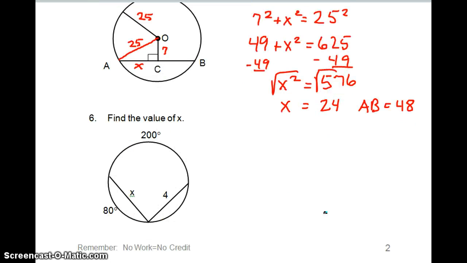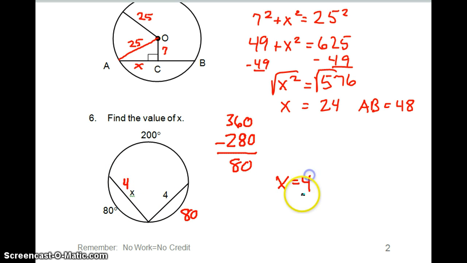Number 6. Find the value of x. Okay, well, we've got 200 here. We've got 80 on this side. So let's find out what this arc is over here. So we know we've got 280. And we'll subtract that from 360. That gives us 80. So this arc over here is 80. Since these arcs are the same, these pieces are going to be the same, so this is just going to be 4 right there. So x equals 4.